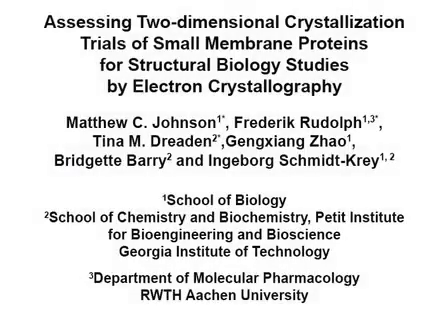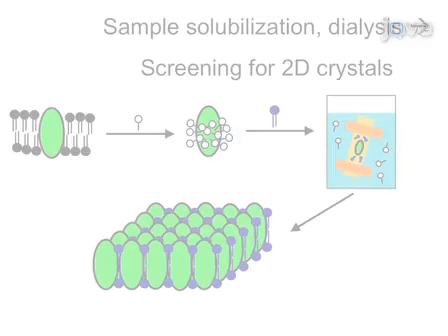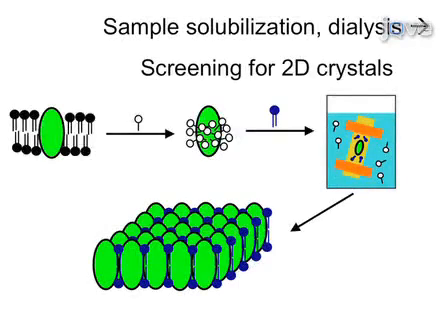The overall goal of this procedure is to identify the most optimal 2D crystallization conditions for the structure determination of membrane proteins by electron crystallography. This is accomplished by first using a compatible detergent during purification to solubilize the protein from the native lipid bilayer.